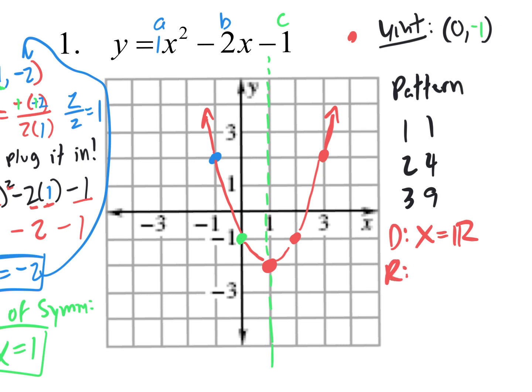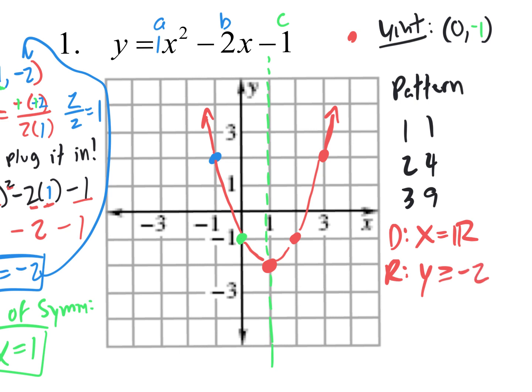How about the range? Those are your y values. Does this parabola exist at 10 up here? Yes. Does it exist at -10 down here? No. Does it exist at -3? No. Where does it start existing? -2 and above. So how do I say that it exists at the y value of -2 and above? Y is greater than or equal to -2. Perfect.